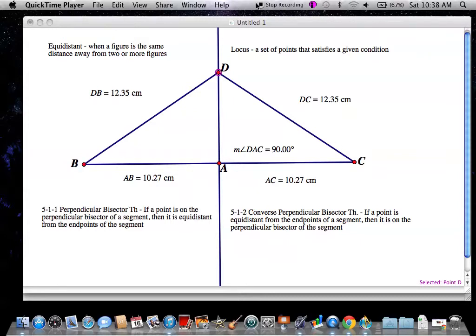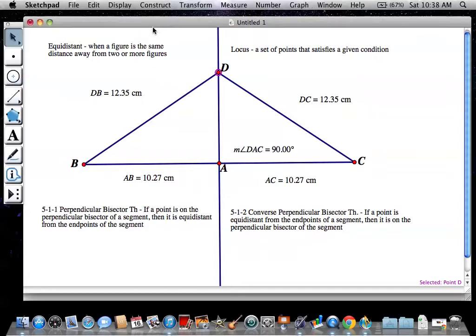To start off, we have equidistant. Equidistant is when a figure is the same distance away from two or more figures. How we use that is our perpendicular bisector theorem, 5.1.1. If a point is on the perpendicular bisector, so I've drawn that here, this angle here is 90 degrees, so it's perpendicular. And if you notice, AB is 10.27 and AC is 10.27, so DA is the perpendicular bisector.